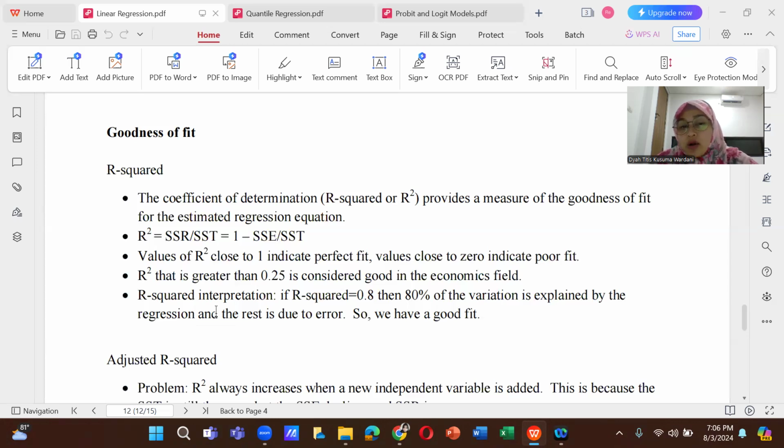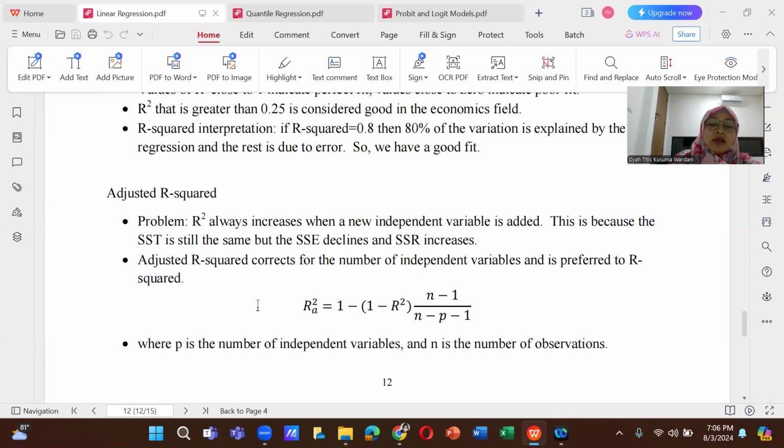Values of R square close to 1 indicate a perfect fit. Values close to 0 indicate poor fit. R square that is greater than 0.25 is considered good in the economic field. R square interpretation: if R square equals 0.8, then 80% of the variation is explained by the regression and the rest is due to error. So we have a good fit.